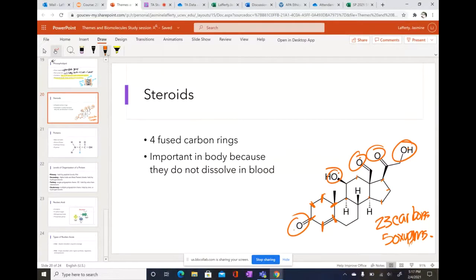Okay? And steroids are so important in the body because they carry important messages. Like testosterone, that's a steroid. And remember, lipids don't dissolve in water. And most of your blood is made up of plasma, which is mostly water. So if we wanted to send a message to the brain, we don't want it to dissolve in our blood halfway there. Then nothing would ever get through to our brain, and nothing would really come of those messages.